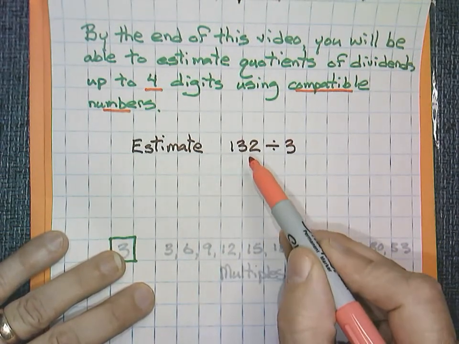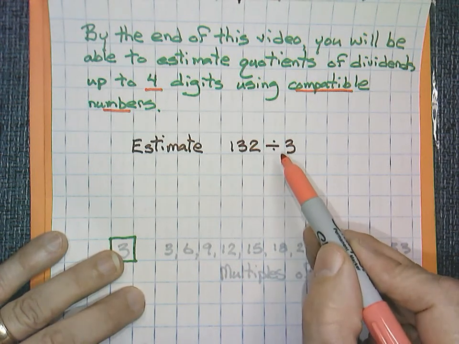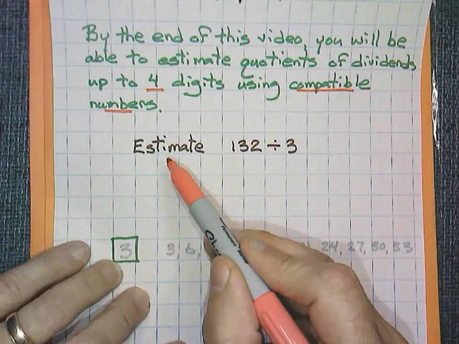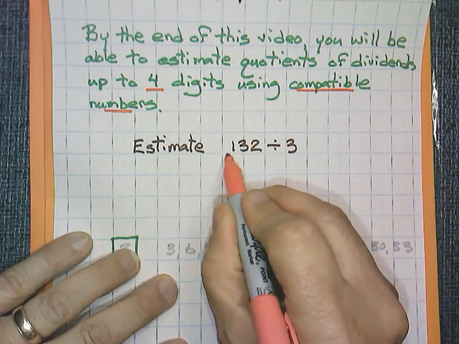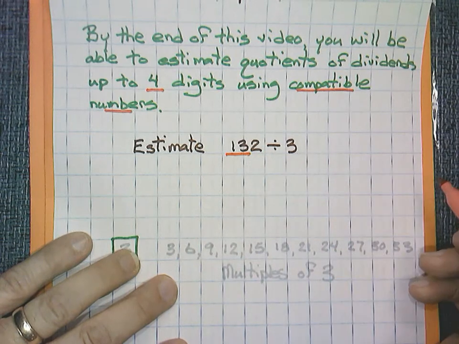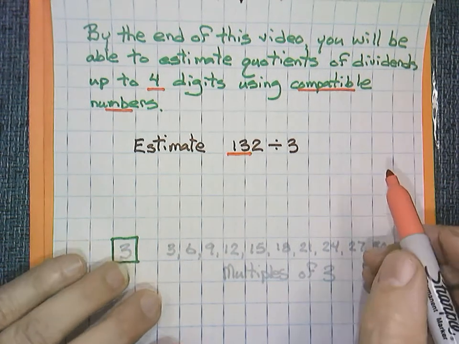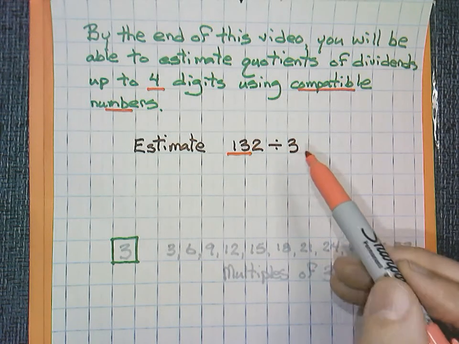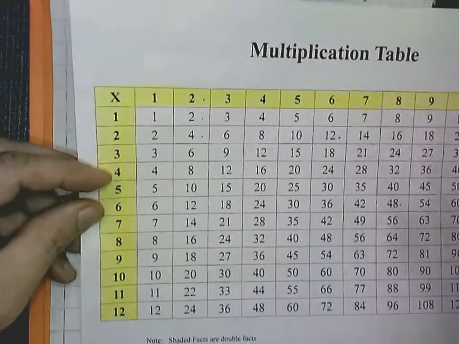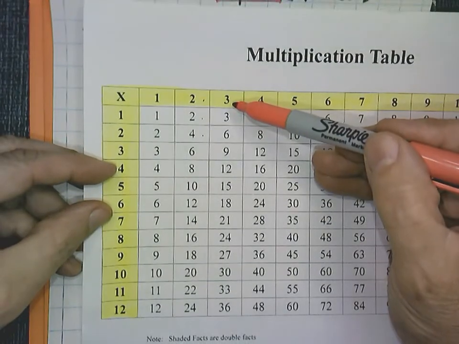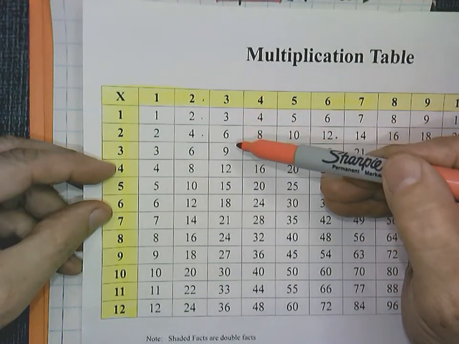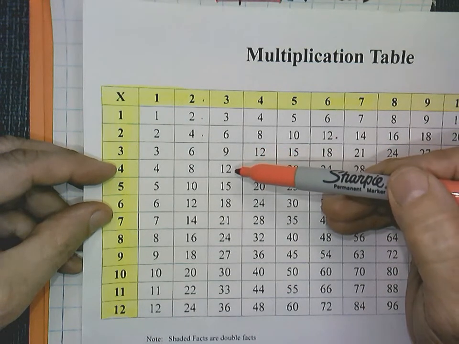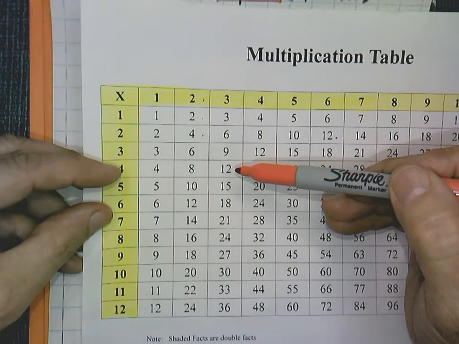Estimate 132 divided by 3. Well, estimate means I don't need an exact answer. I'm going to start from left to right. I'm going to start with the 13, and I'm going to find a compatible number to 3. I'm going to show you that on a multiplication chart. Here's 3. And a compatible number would be the closest number to 13 that I can find, which in this case would be 12.